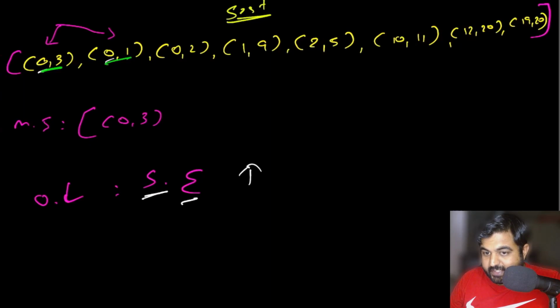Now because there is an overlap, we will have to choose what we need to add. We are going to pick the lower value between 0 and 0, lower value is 0. Higher value between 3 and 1, higher value is 3. So 0 3 is going to be the overlap.